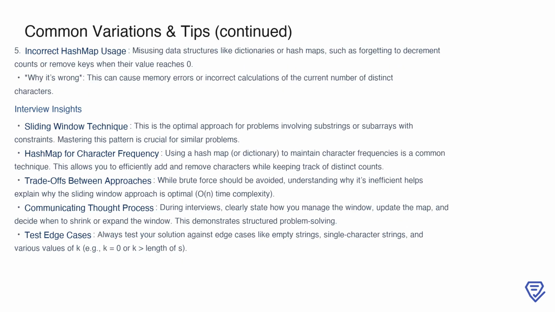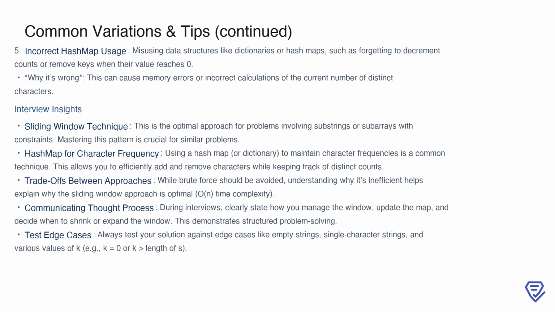Another common mistake is the incorrect usage of hash maps or dictionaries. For instance, some forget to decrement character counts or remove keys entirely when their value reaches 0. This can lead to incorrect calculations of the distinct character count or even memory issues.